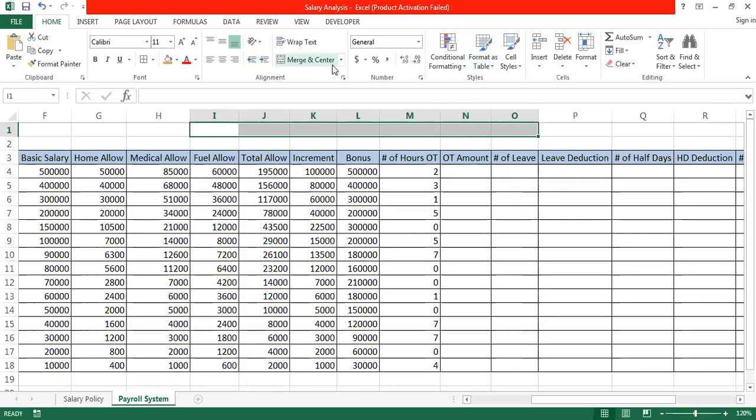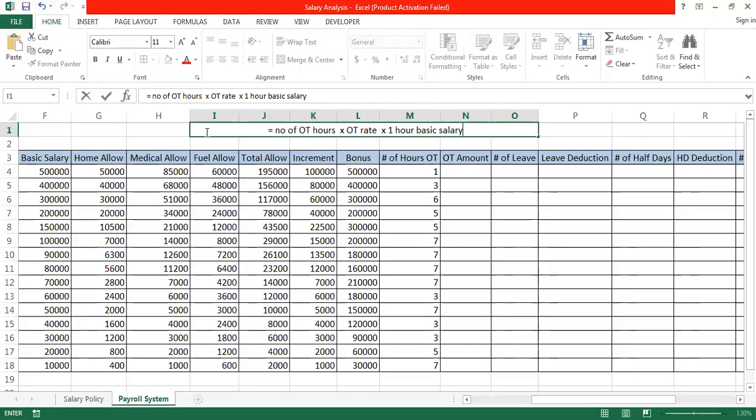So here I'm writing the formula so that you can understand how we have calculated the overtime amount. Overtime amount is equal to the number of overtime hours, multiplied by the overtime rate, multiplied by the 1 hour basic salary.